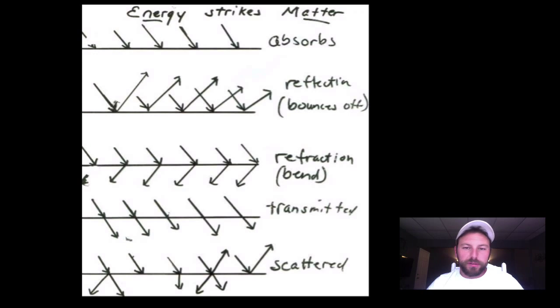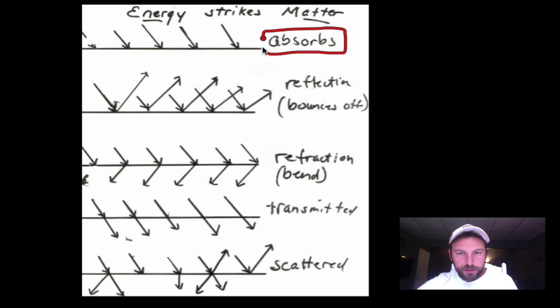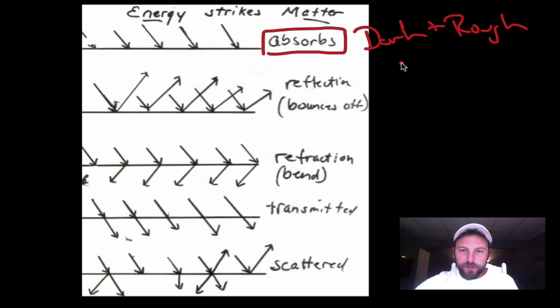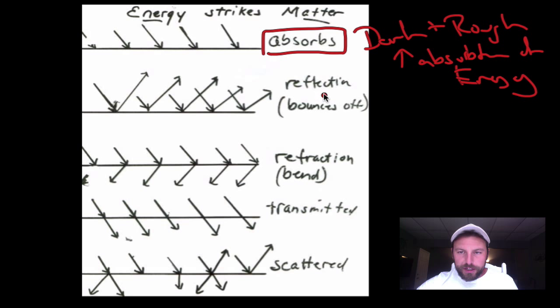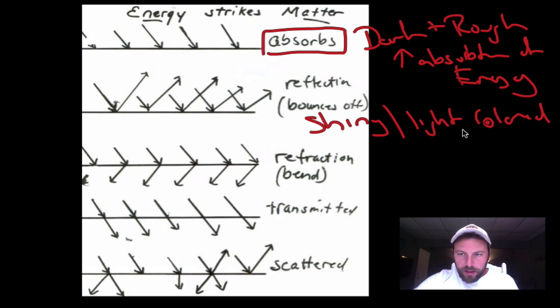Okay, and here's just a little diagram showing what happens when energy strikes matter. So it can be absorbed, like we've seen with energy or insolation from the sun. Surfaces will absorb it. Usually dark and rough surfaces will increase absorption of energy. Okay, reflection or bounce off, that's going to be shiny, light colored surfaces. They'll increase the amount reflected.